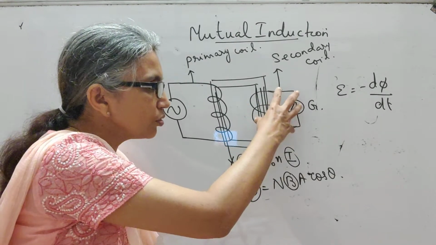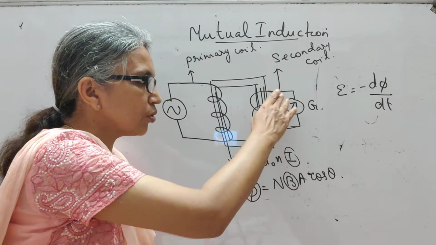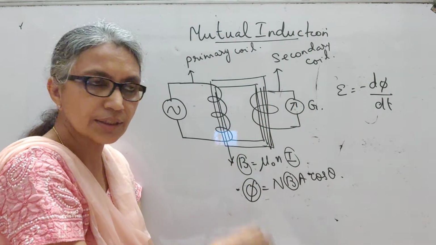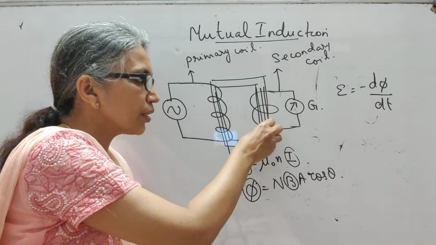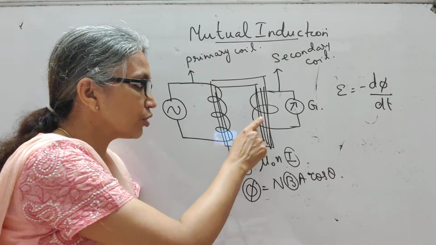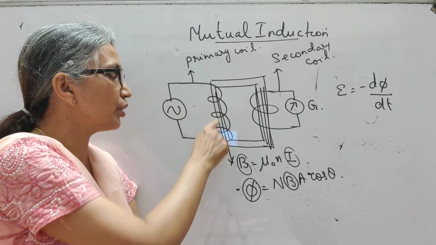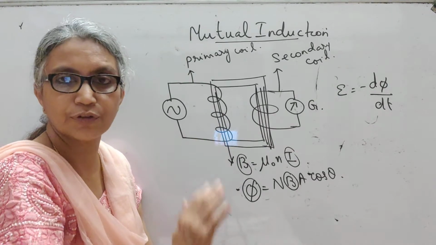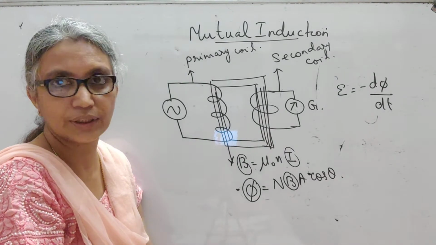So you see, there is no source voltage here. There is no voltage source that can provide a current here. It is simply because of a change in flux that you have an induced current in the secondary coil, and that flux change happened because of a change in current in the primary coil. And this phenomenon is what you call mutual induction.